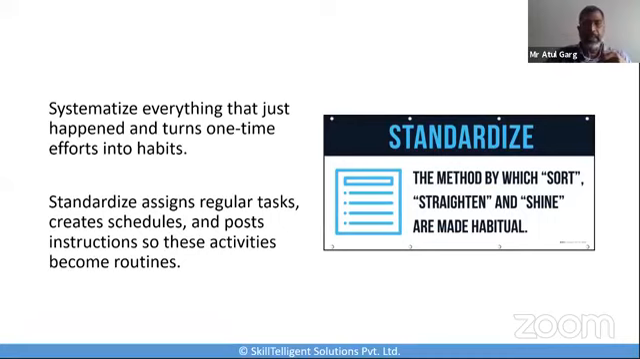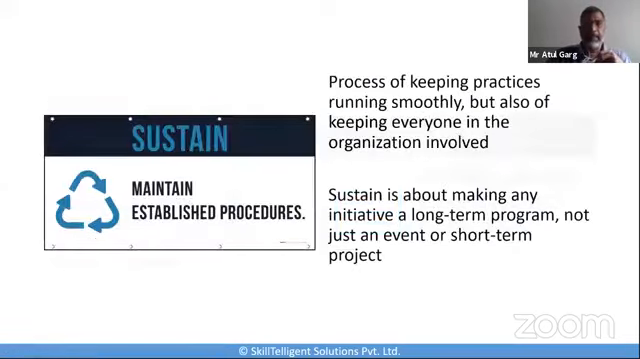Okay. So a standardized method establishes procedures and schedules to ensure the repetition of the first three as practices. There's the standardize. The fifth one and the last S is sustain. Anything which we do has to be sustained. Okay? So this is the process of keeping practices running smoothly and also keeping everyone involved in the organization. Okay? It is all about sustaining the developed processes by self-discipline of the workers.